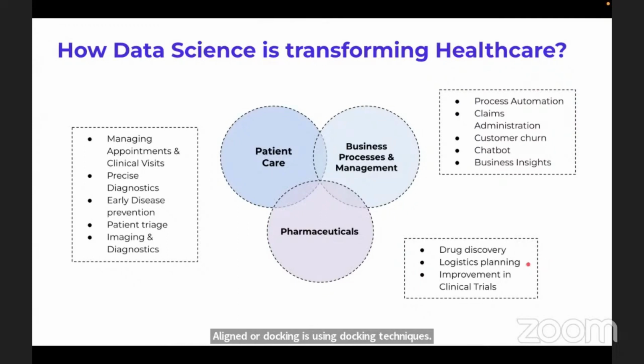So those things are studied here. Planning logistics and improving clinical trials. So clinical trials is a big sort of revenue burner in the pharmaceutical industry. So much of the investment goes into designing clinical trials and implementing clinical trials. And the ability to analyze clinical trial data is also something which needs a bit of AI and data science right now.